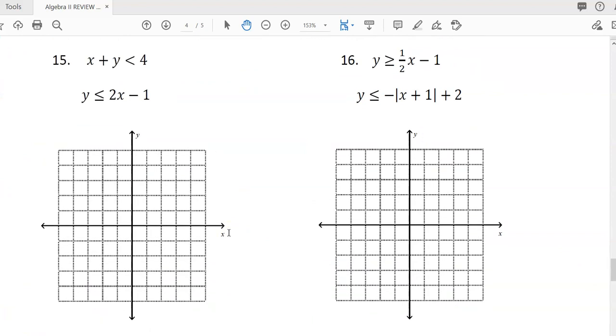So by graphing, we're going to go ahead and just graph these. So this one, again, solve for y. So y less than negative x plus 4. So that looks like 4. Slope is negative 1, or negative 1x there. So negative 1 is the slope. And it's a dotted line. We're going to shade below that in just a minute. 2x minus 1. So slope is 2.